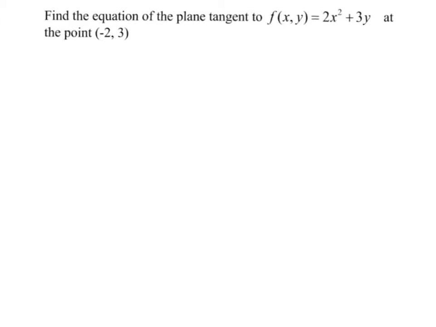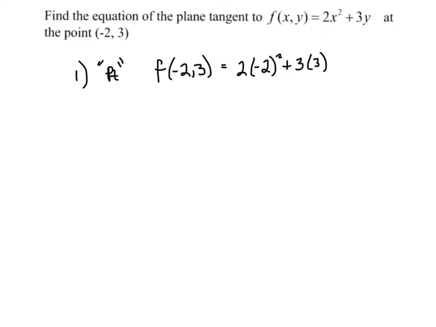So here are the 3 steps to making a tangent plane, or I guess the 3 things you need. Number 1, you need the quote-unquote point. I say quote-unquote because, of course, it's a little bit different in 3 dimensions, but that just means we're going to plug in -2 and 3 to our equation. So we got 2 times -2 squared plus 3 times 3. So 2 times 4 is 8 plus 3 times 3, so 8 plus 9 is 17.